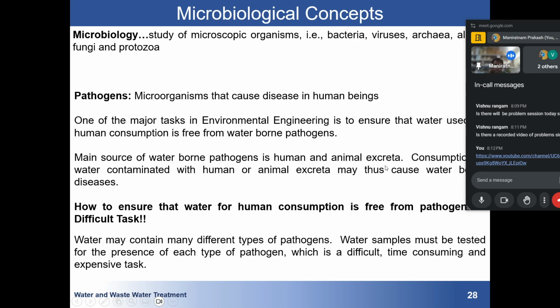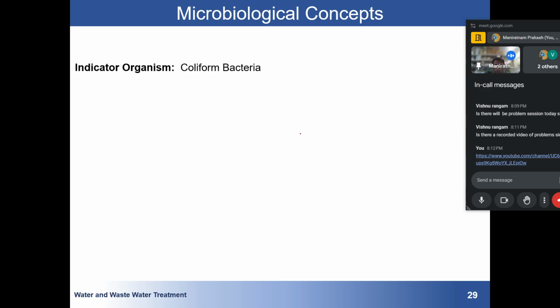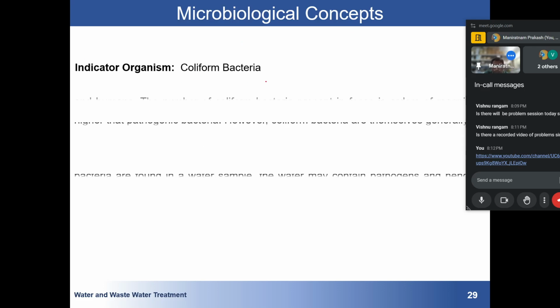So I was saying that we have so many contaminants in our water. We cannot go and check each and every parameter. So researchers have developed one thing: they just focus on one parameter, which they call an indicator organism. If that organism is present in your system, then we say that pathogens are also present. The indicator organism is coliform bacteria.